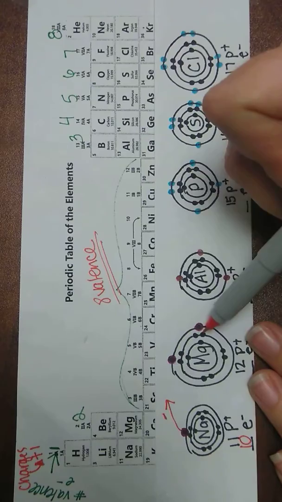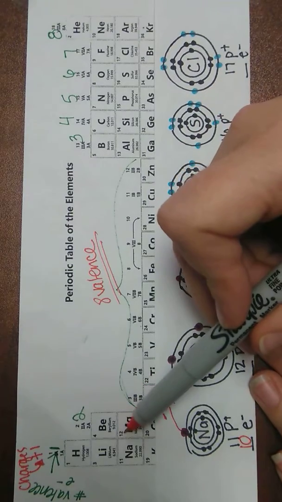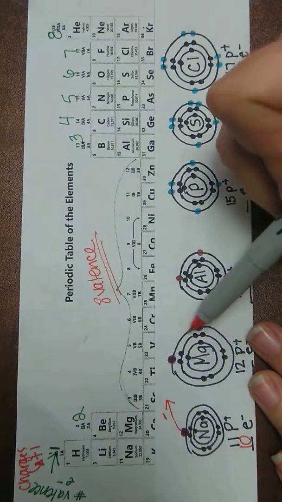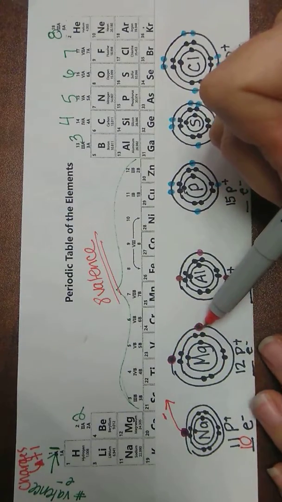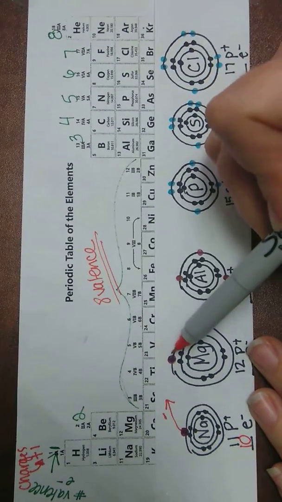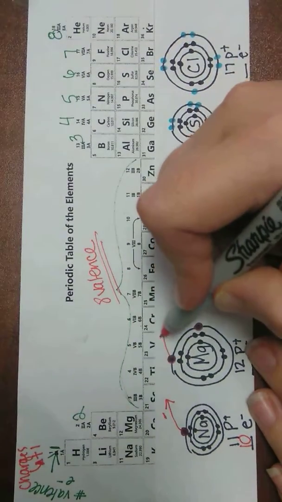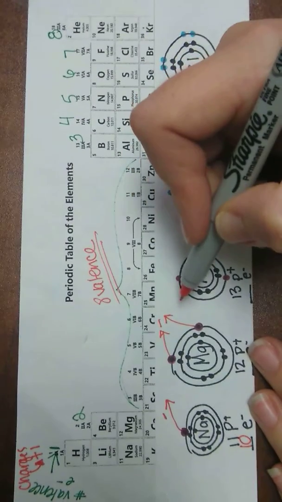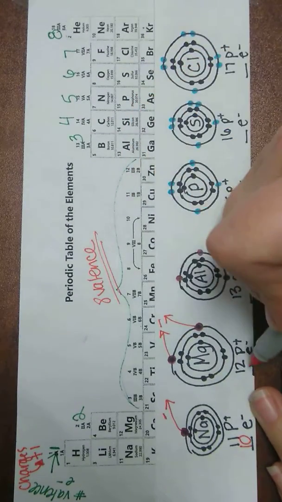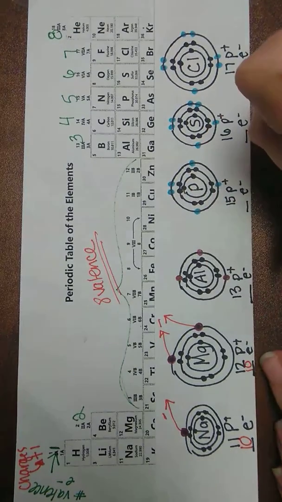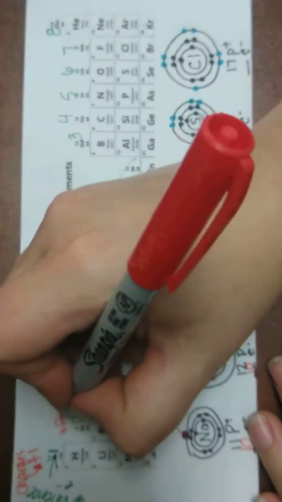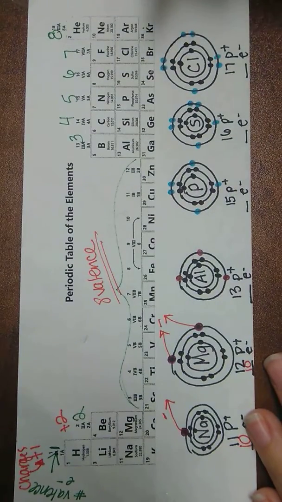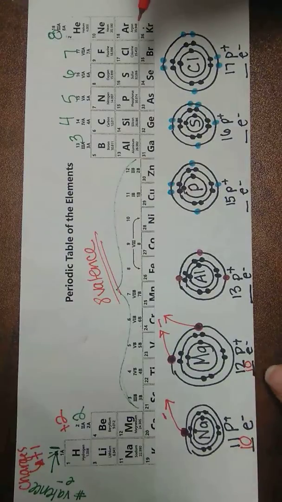In group 2, they have 2 valence. We have magnesium. There are 12 protons on the inside. Therefore, there are 12 electrons on the outside. There are 2 on the valence because it's in group 2. It wants to have 8. So it's going to be easier to get rid of these 2 during a reaction instead of stealing 6 from somewhere else. So now it's going to have 10 electrons and 12 protons. So it's going to have a positive 2 charge. It's getting rid of something negative, so it's going to have a positive charge of 2.